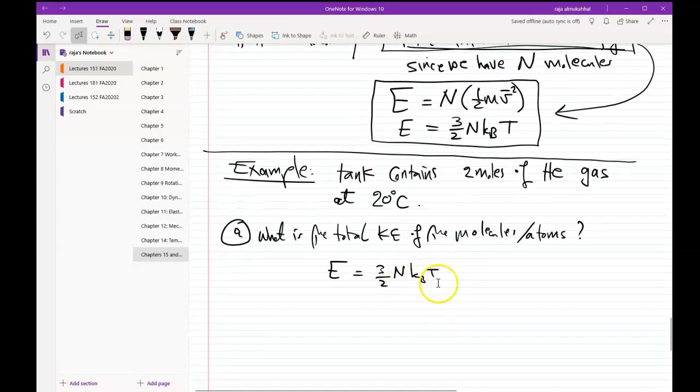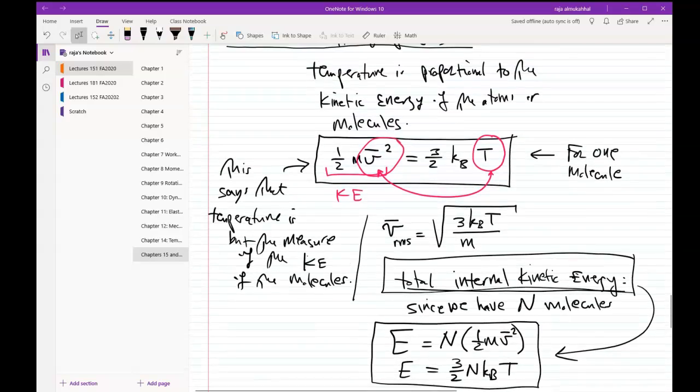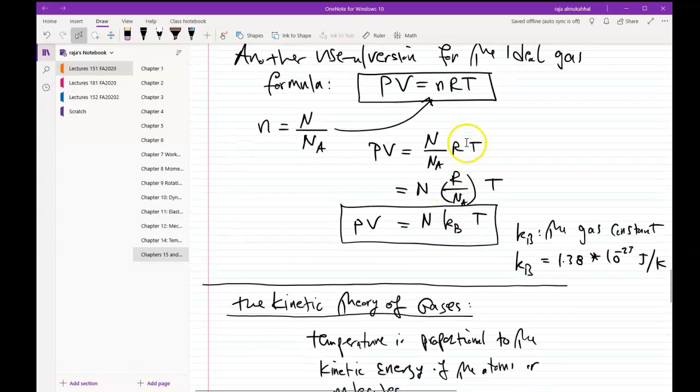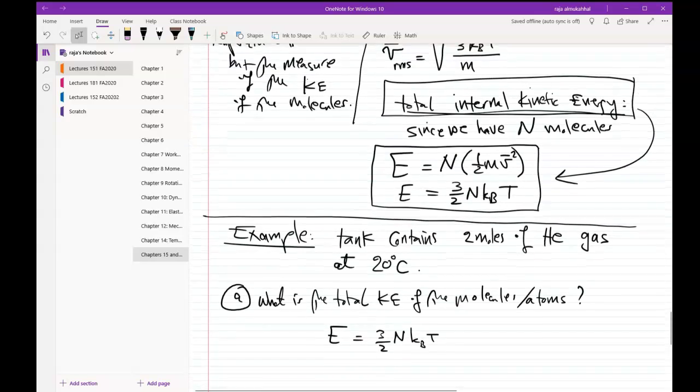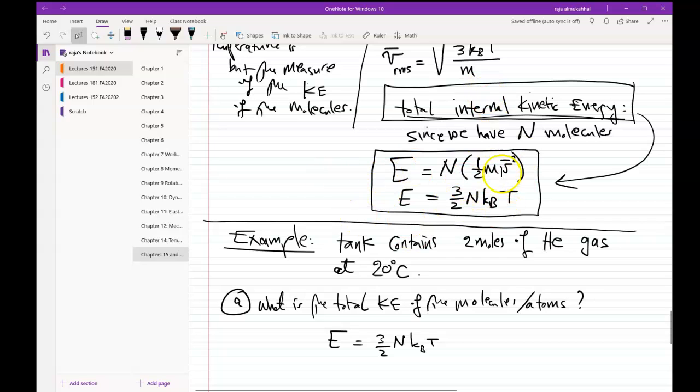NKBT right there, so I can replace it with nRT. Why this one? Because it gives me the number of moles. You see what I'm saying? So let me go back first to this equation, the one I just wrote here. I can add another form for it, and that is capital N nRT.